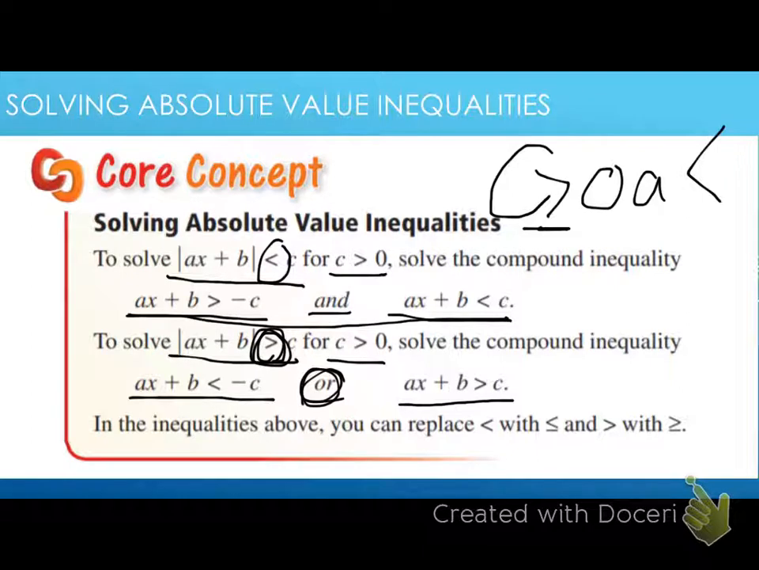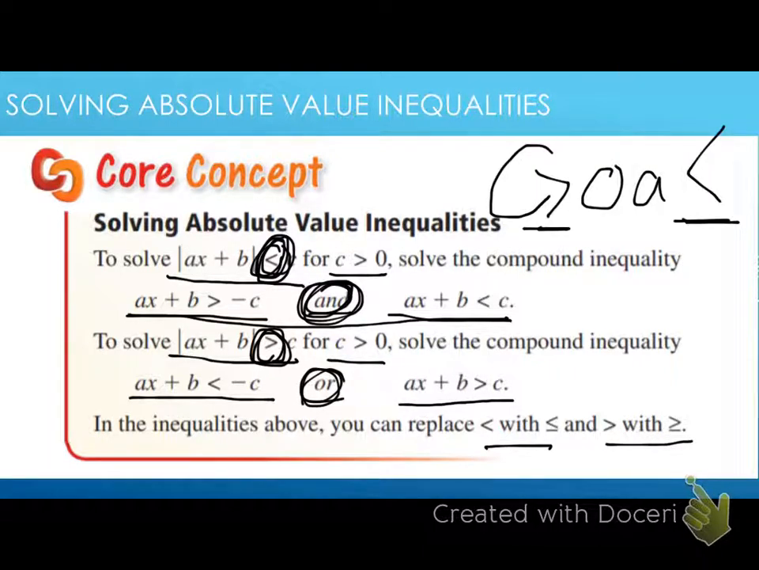If it starts off as less than or equal to, what is that one next to? A, so it's going to be an and compound inequality. This one started off as less than, and it was an and compound inequality. Does everyone see that? It's just a nice little trick that'll help us get the correct word between our two inequalities every single time. Everyone got that? And like I said earlier, in the inequalities above, you can replace less than with less than or equal to, and greater than with greater than or equal to. It works the same way. Okay? Any questions on that?